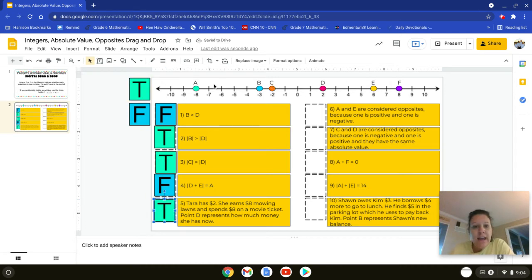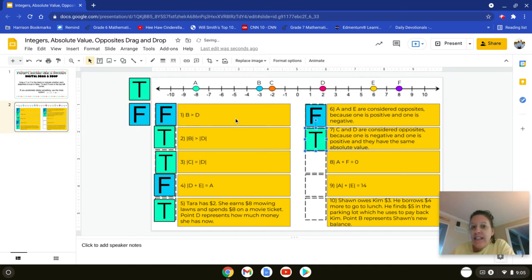A and E, A at -8 and E, are considered opposites because one is positive and one is negative. That's actually false. They're not the same distance away from 0, so they don't have the same absolute value. Remember, the opposite of A would be 8. So A and F would be considered opposites, but not A and E. Does that make sense? C and D are considered opposites because one is negative and the other is positive, and they have the same absolute value, meaning the same distance away from 0. So that statement is true.